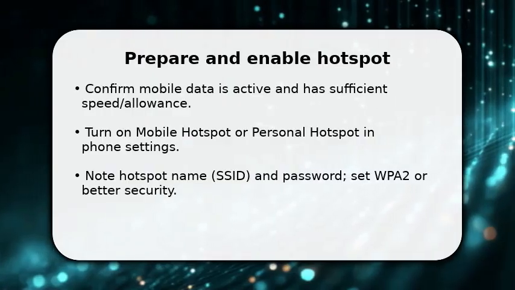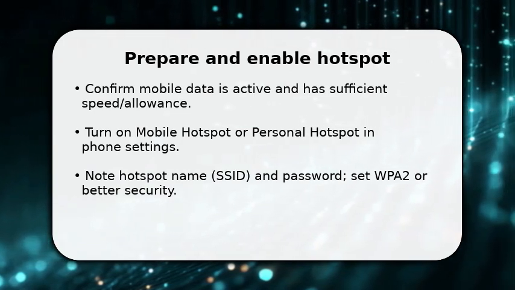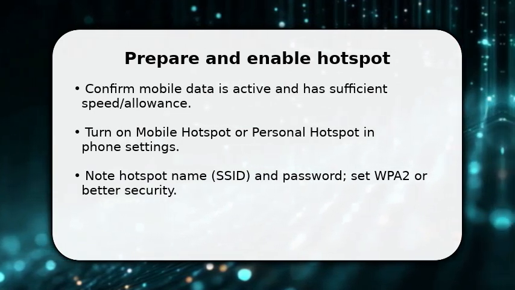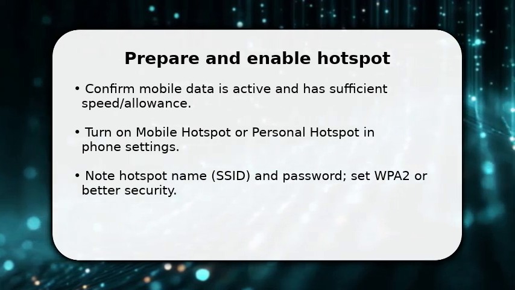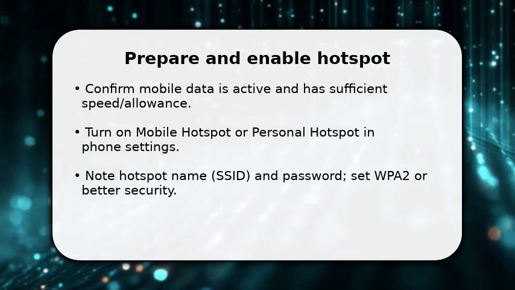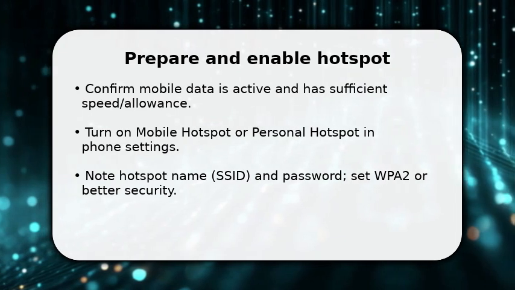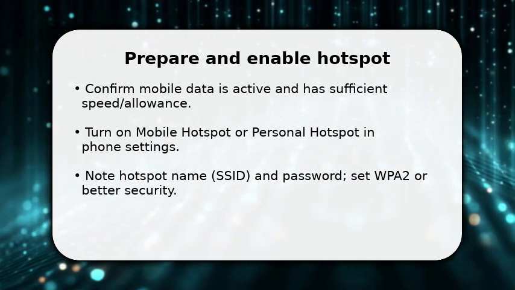You start by enabling the phone's hotspot so your computer can see it. On your phone, open the hotspot or tethering menu and toggle it on. This shares mobile data over Wi-Fi. Make sure you pick a secure password and note the hotspot SSID so you can identify it on your computer. Choose WPA2 or a newer security mode to protect data.